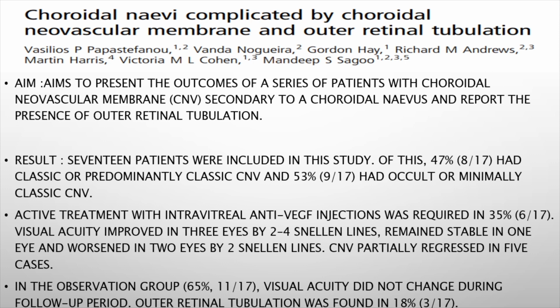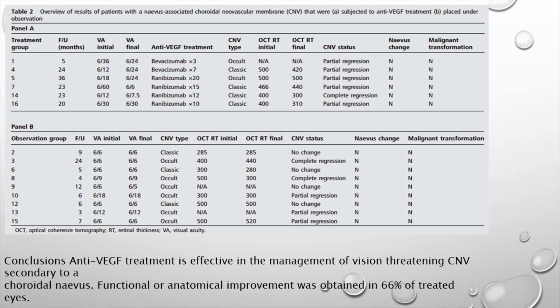This was a study done by Papastefanou et al. in Moorfields. They examined 17 patients with choroidal nevus developing secondary CNVM, and divided them into a treatment group and an observational group. In the treatment group, 3 patients had improvement in vision after anti-VEGF injections: patient number 1, patient number 17, and patient number 14. 2 patients had worsening of vision, patient number 4 and patient number 5, and patient number 16 had stable vision after treatment with anti-VEGF.